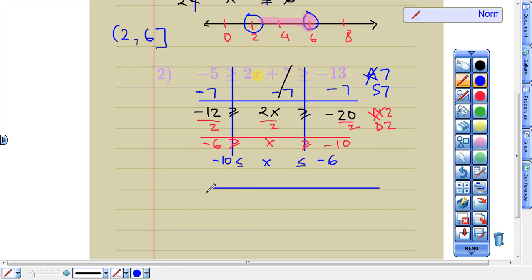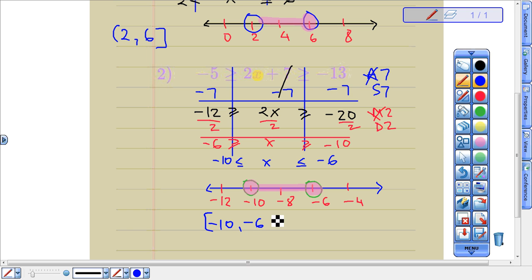If I want to graph this on a number line, we can start with the number line and count maybe by 2. We're going to start with -12, -10, -8, -6, -4. We're going to circle -10 and -6. We will shade it in because we have the equal sign for our inequality, and then we're going to connect these two. As an interval notation, -10, -6, and both of them will have brackets.